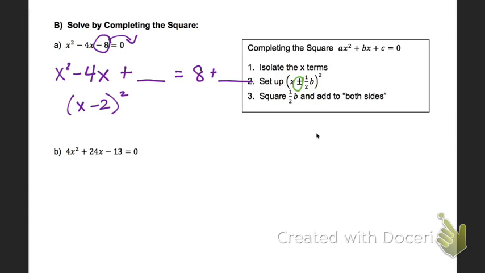When you take your center term, I want you to divide that by 2 and then square it. And what number does that get you? 4. So half of 4 is 2. 2 squared is 4. So put a 4 here and a 4 here.